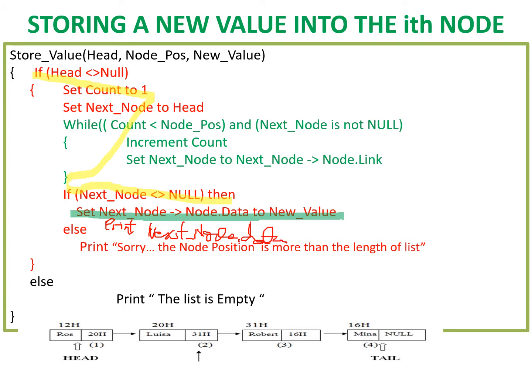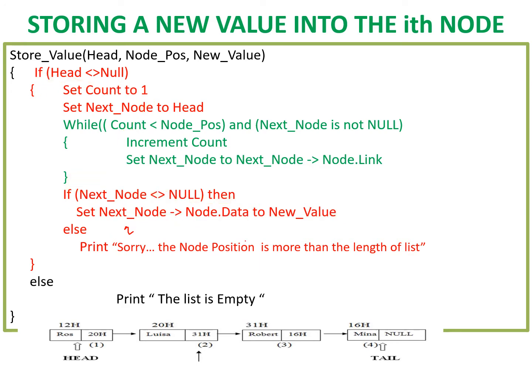Now, in this operation for storing, we have to identify the node position. And then once we have identified the node position and we are on that position, we have to assign a new value for that position. Okay, for that desired location.